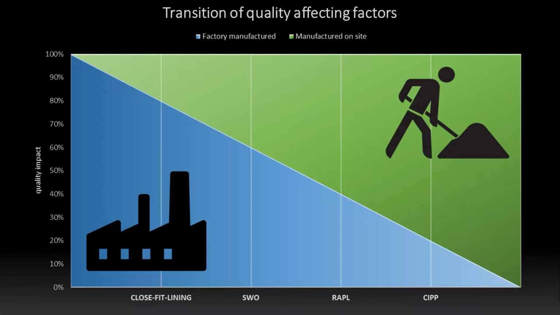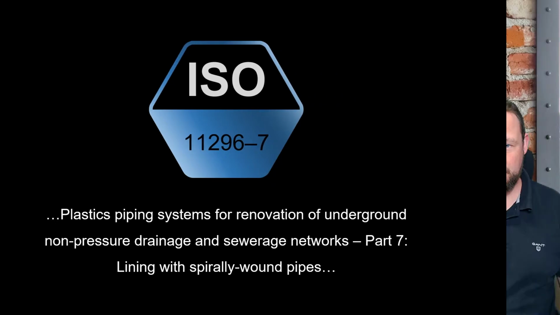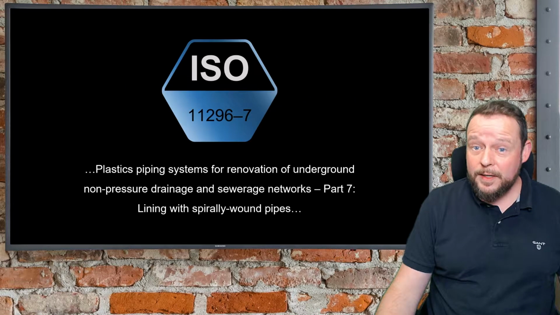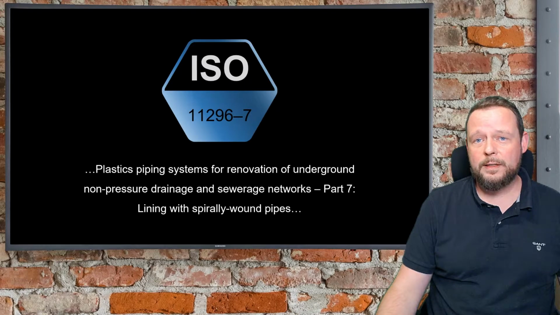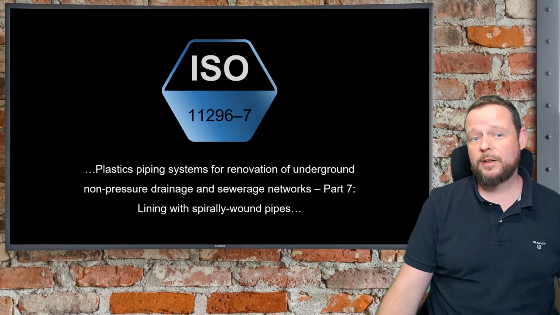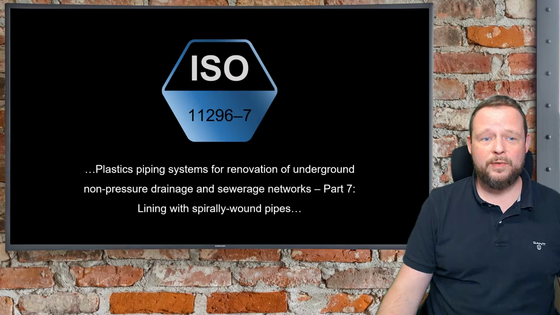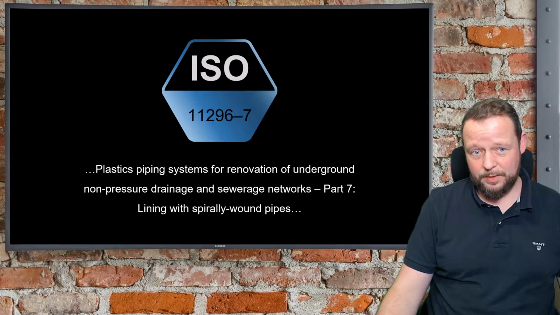In the next slides, we will go into more detail about the different technologies, but first of all, I would like to show you the ISO 11296 Part 7. This is an international standard which covers all the classic SWO technologies. Its name is Plastics Piping Systems for Renovation of Underground Non-Pressure Drainage and Sewerage Networks, Part 7, lining with spiral wound pipes. It is Part 7 of a series of standards for the renovation of underground non-pressure drainage and sewage networks, as mentioned.